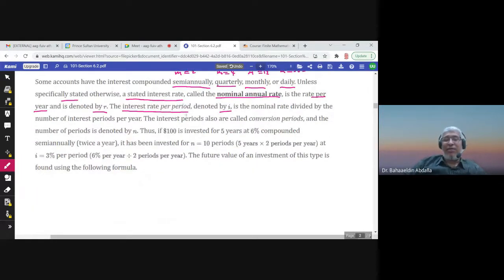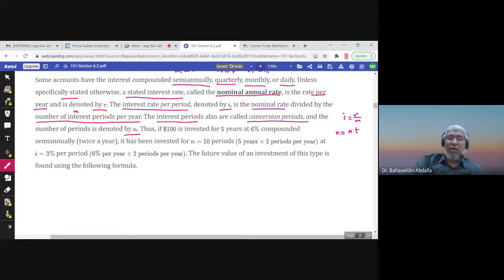So I is the interest per period, where I is R over M: the nominal rate R divided by the number of interest periods per year, which we call M. The interest periods are also called conversion periods, and the number of periods is denoted by n. So n is the number of periods.